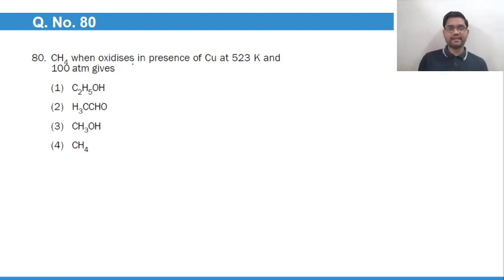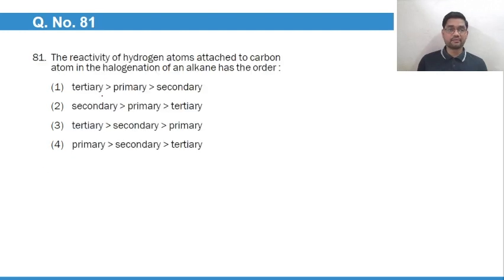CH4 when oxidized in presence of copper at 523 Kelvin and 100 atmosphere, what has been formed is methanol. The reactivity of hydrogen atoms attached to carbon atom in the halogenation of alkane is 3 degree, that is tertiary, then secondary and primary. So tertiary, secondary, primary will go with option number 3.